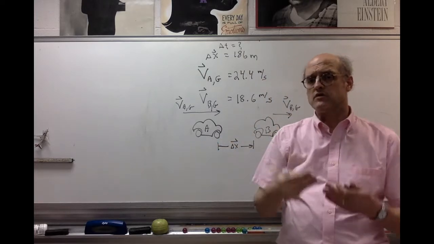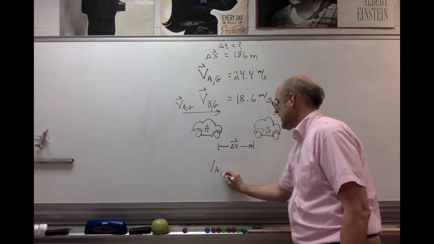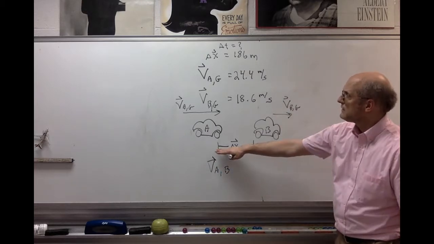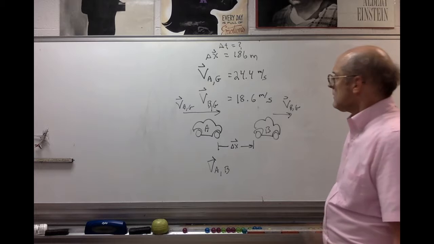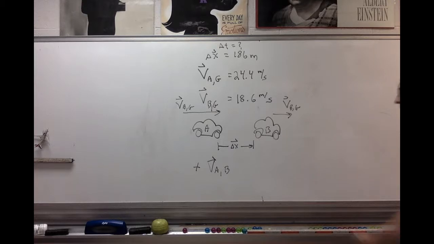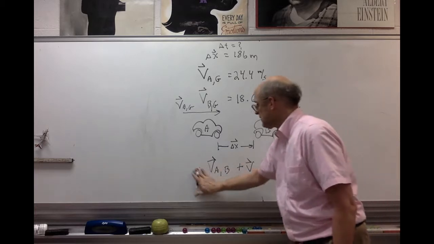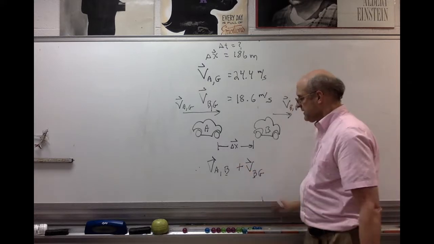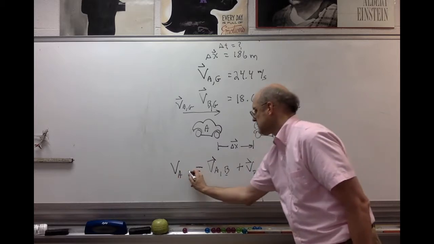So what we're going to do is put ourselves in the reference frame of car B. We're going to figure out the velocity of car A relative to car B, and then knowing that, we can find the time because we know delta x. So here we go: VAB plus VBG. I did that because we want this subscript and that subscript to be the same. If I add those two together, I get the velocity of car A relative to the ground.